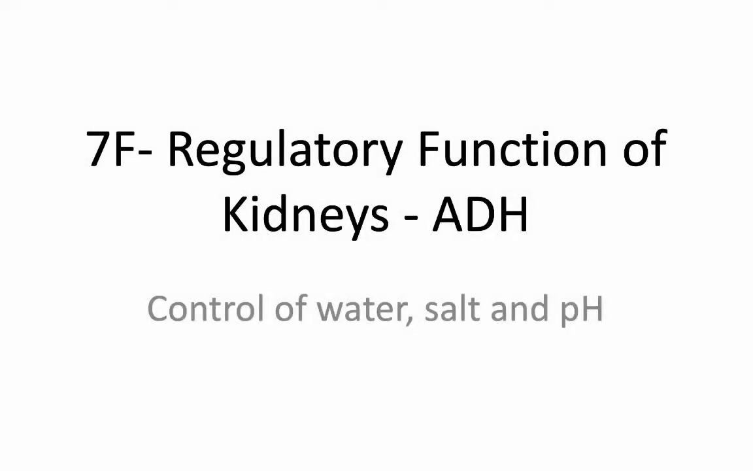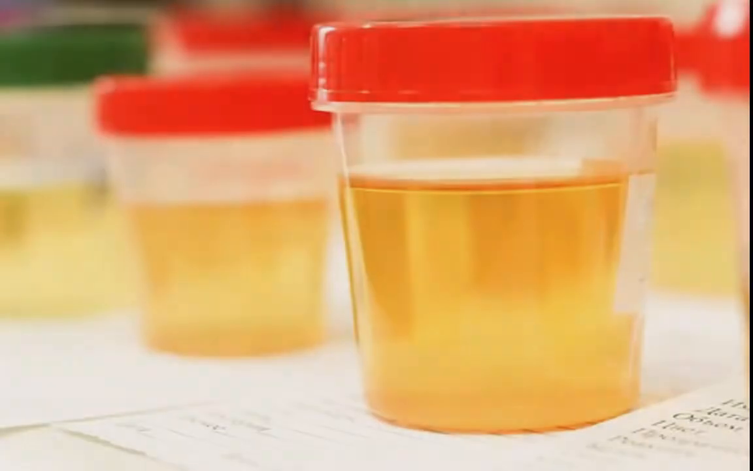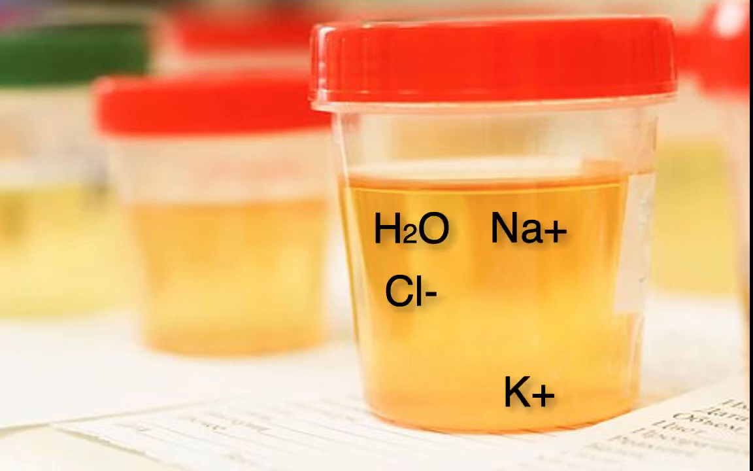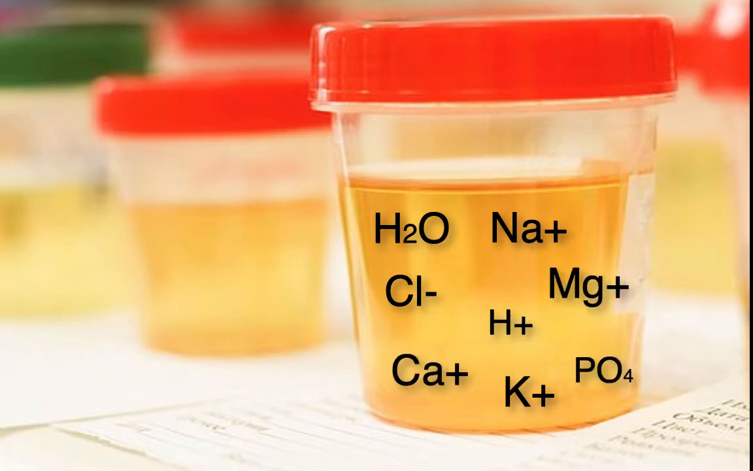Lesson 7F. Regulatory function of the kidneys using ADH. Urine excretion is an important homeostatic function of controlling water, electrolyte, and pH values. Peeing regulates your body's water, sodium, chloride, potassium, calcium, magnesium, phosphate, and hydrogen ion levels.